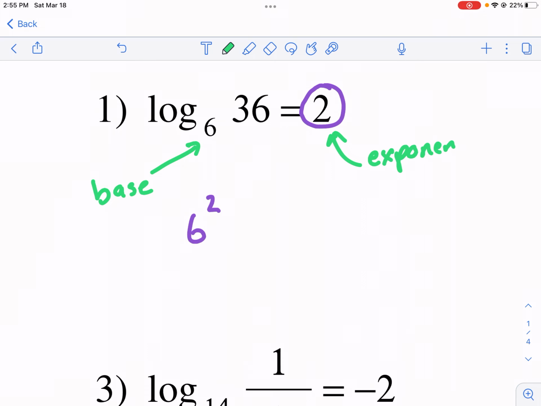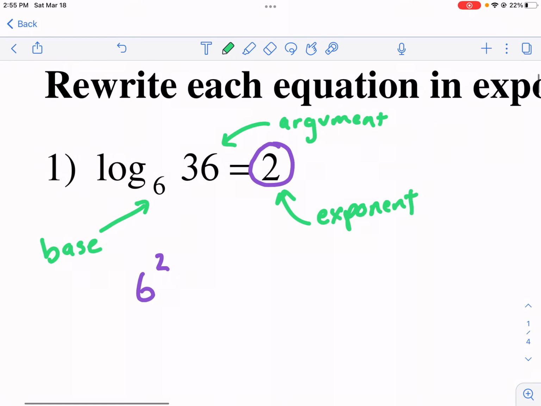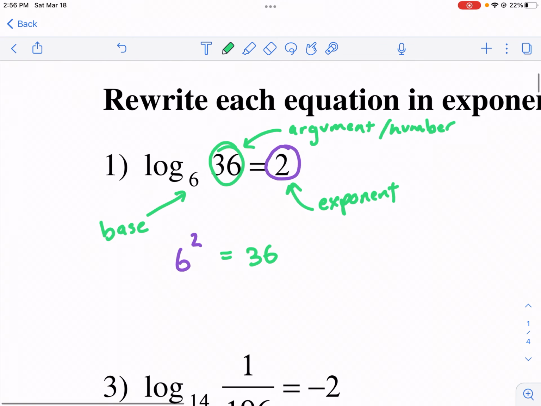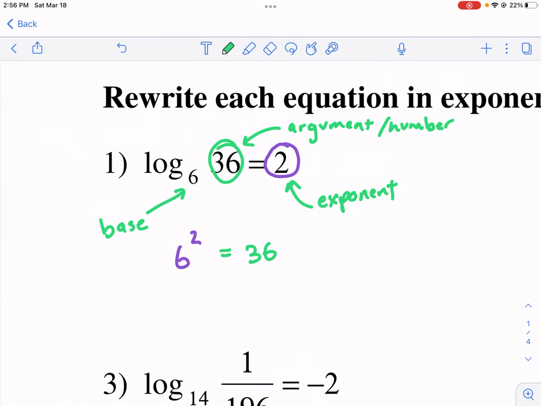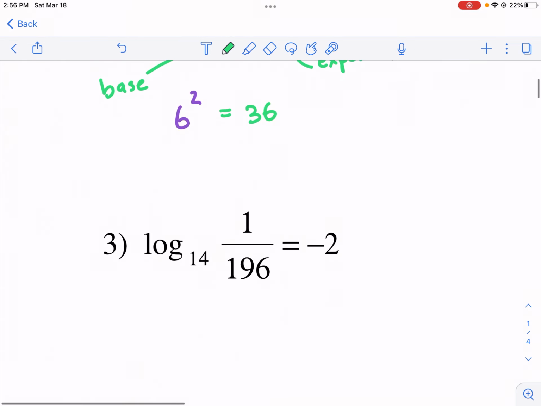Over here, I've seen it written two different ways. It's really called the argument, but I've also heard it called the number. So I'll put slash number. And this essentially is this. So equals 36. That's this number right here. So 6 squared equals 36. That's a true statement, right? If you square 6, you get 36. So that's how you rewrite it as an exponential equation.